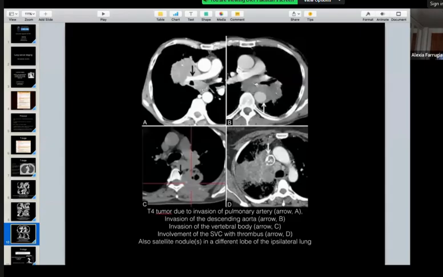T4 tumors are more invasive. In image A, it's causing invasion of the pulmonary artery. Image B, there is invasion here of the vertebral body. In image C, this is invasion of the vertebral body here. And in image D, it's surrounding the SVC, causing its invasion. So those would be features of a T4 tumor.